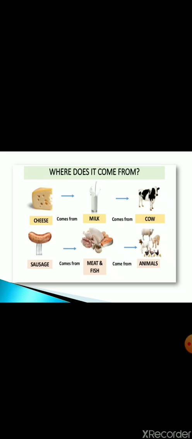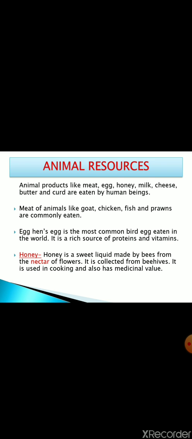Cheese is obtained from the milk and milk is obtained from the cow. Same way, sauces are obtained from the meat and fishes, and it is obtained from the animals. So basically, when we are obtaining food from the animals, we call it obtained from the animal resource. Okay, so now we are going to study in detail what animal resources are.